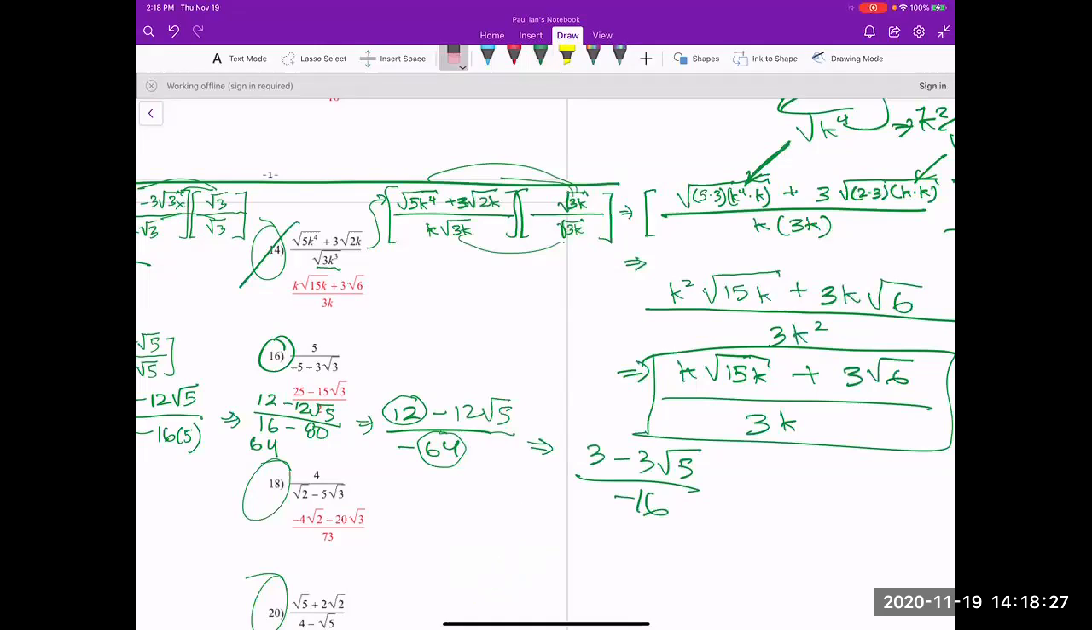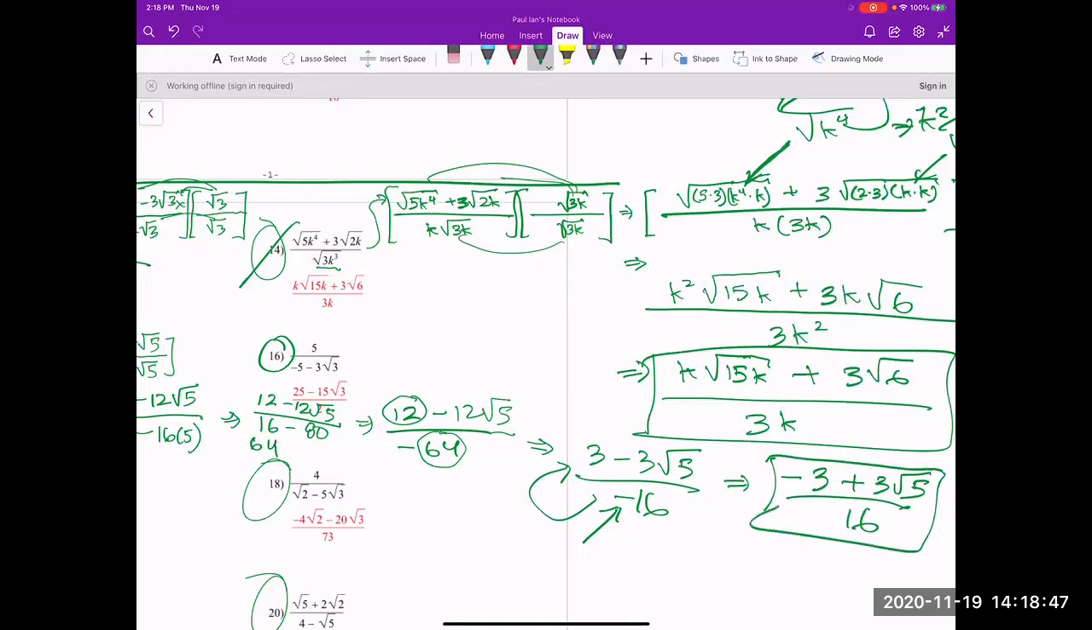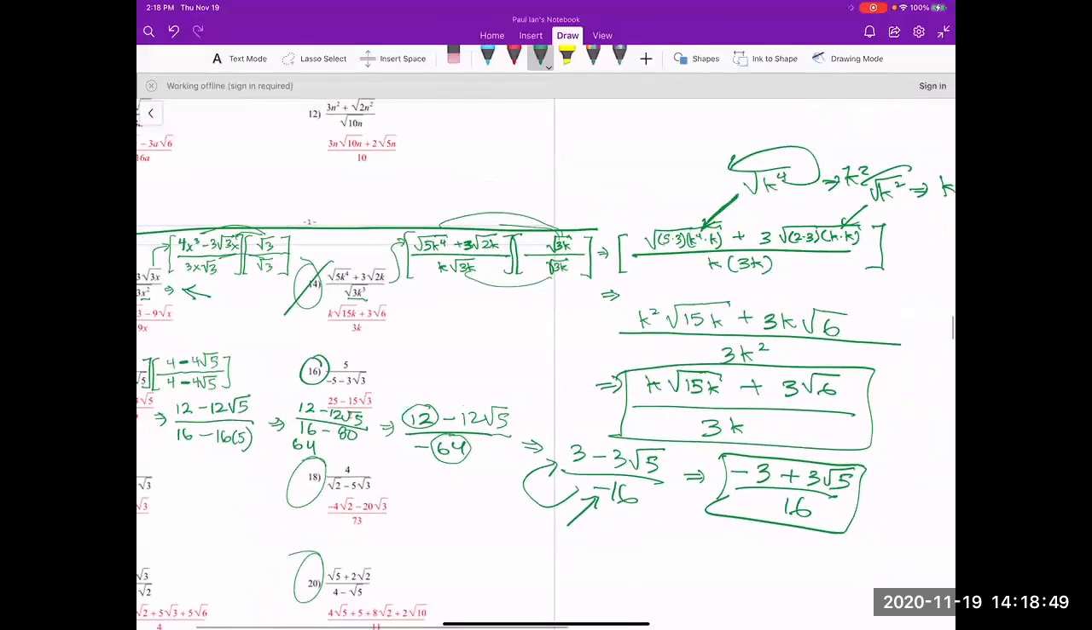Another thing is that they don't like negatives at the bottom like this. So when you see a negative at the bottom, you have to transfer it to the top. When you transfer it to the top, you make everything opposite. So negative 3 plus 3 root 5 divided by 16. And that's the answer. Yeah? Okay.